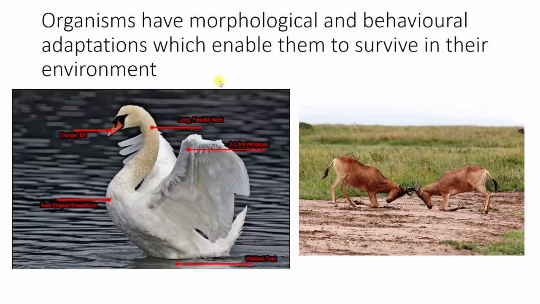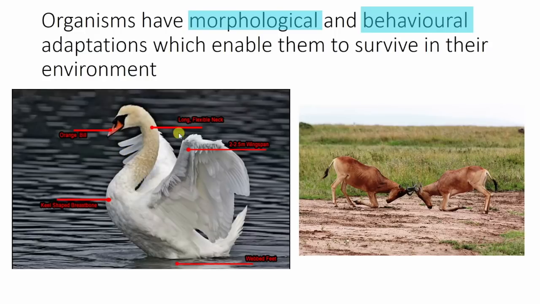Okay, so the first thing that we need to know is that organisms have morphological and behavioural adaptations which enable them to survive in their environment. So we've seen this word before, morphological, and we learned that it meant shape or size. Okay, so morphological in this context is the shape and size of the animal, basically what it looks like and how it's adapted to its environment. And also we have behavioural things, which are more to do with how the animal acts and how that affects their chances of survival. So let's start over here with the swan.